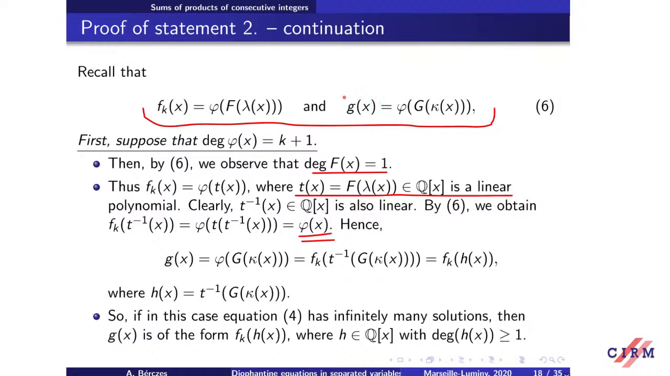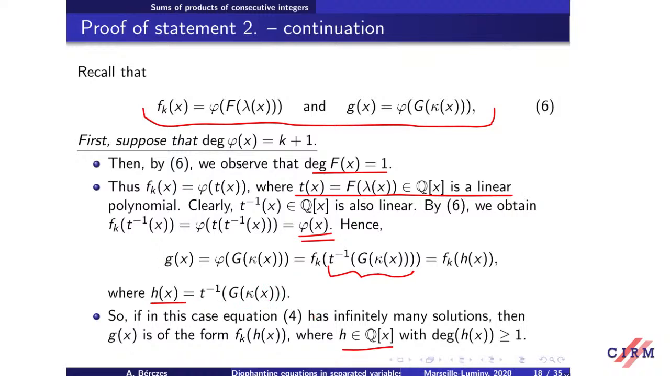Now, if we go to the other polynomial, g of x is composed like phi of g of kappa of x, but phi can be written like fk of t minus 1. And now you see that this is fk of something. In principle, we don't care what is inside. The only important feature is that it is a polynomial with rational coefficients and of degree at least 1. So this means that we can prove that g of x equals fk of h of x. This is the exceptional case when we may have infinitely many solutions.